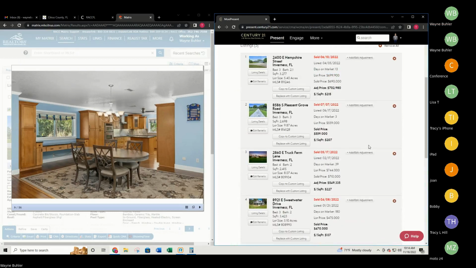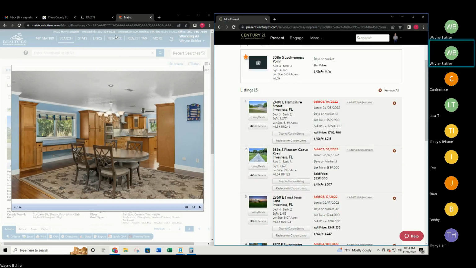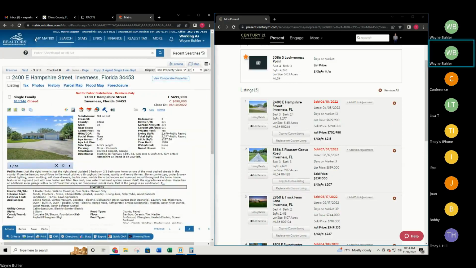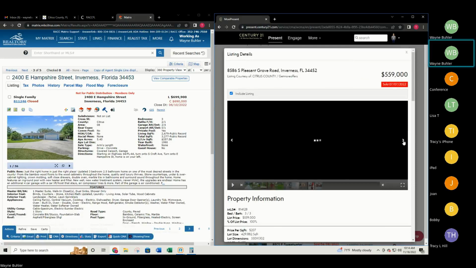Am I missing anything? I think I got the main. I'm just going to skip over the shed thing because we're trying to get through this. All right, Pleasant Grove. Luanda, is that one yours? Did you have that one? No. Listing details. Real quick, let's take a peek through it.